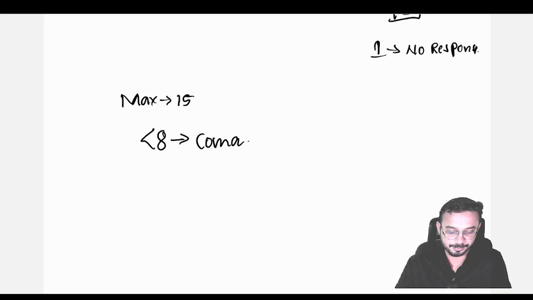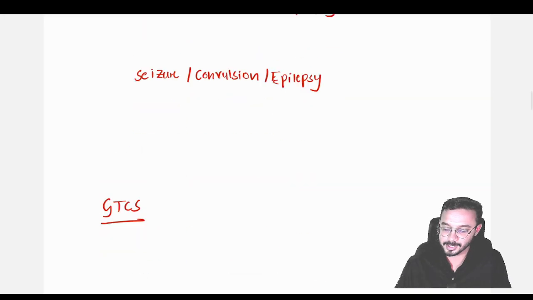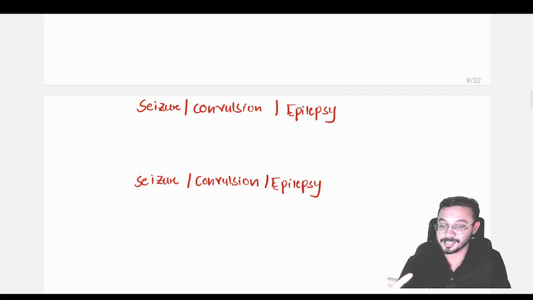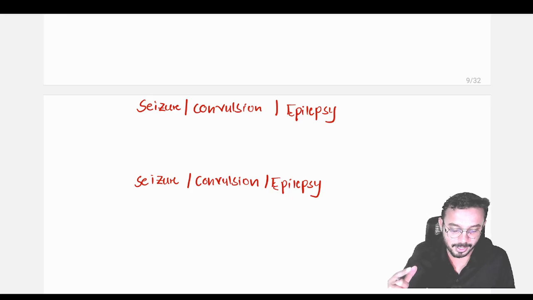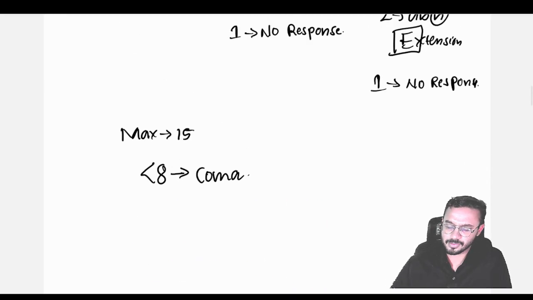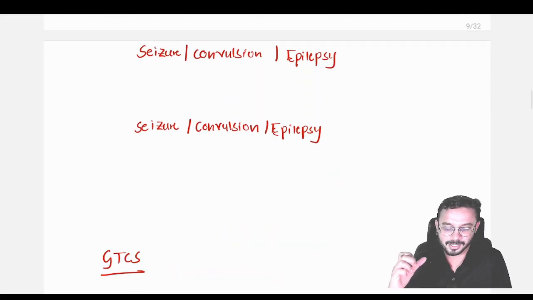And the next topic is seizures. Very important. Seizures are also very important. I have simplified all of these seizures in this single slide. I will teach you this very important slide. Suppose imagine, most of you will be confused about what you mean by seizure, convulsion and epilepsy.